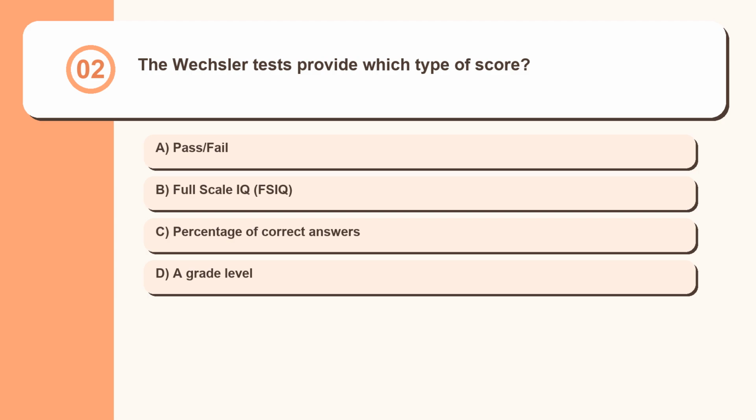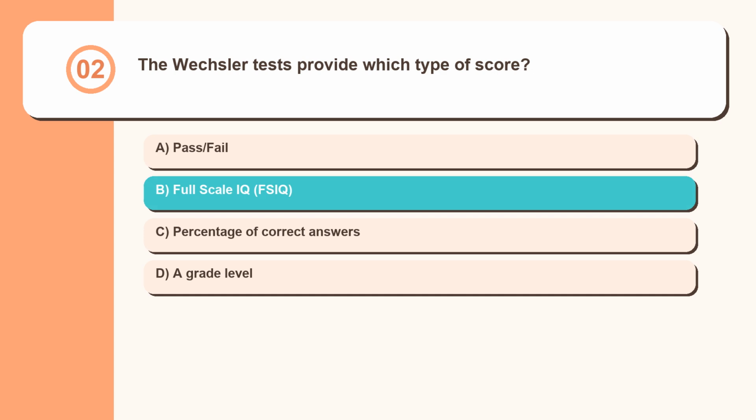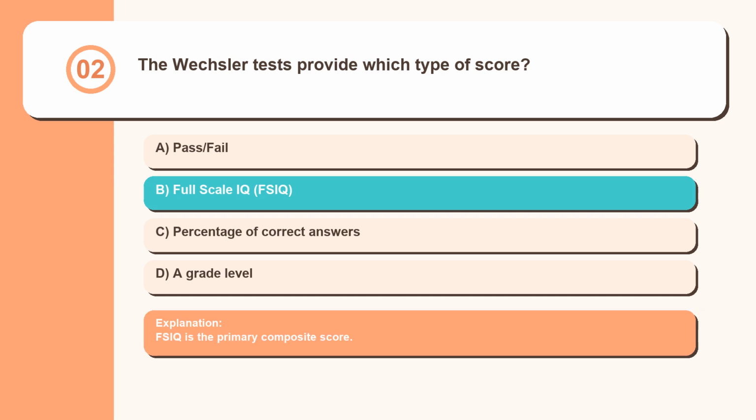Question 2. The Wechsler tests provide which type of score? Pass/fail. Full-scale IQ, FSIQ. Percentage of correct answers. A grade level. FSIQ is the primary composite score.